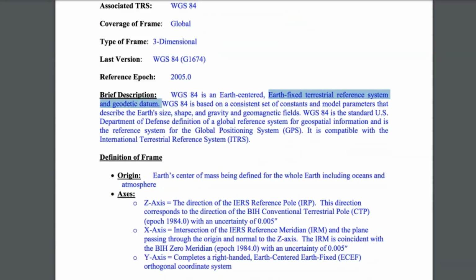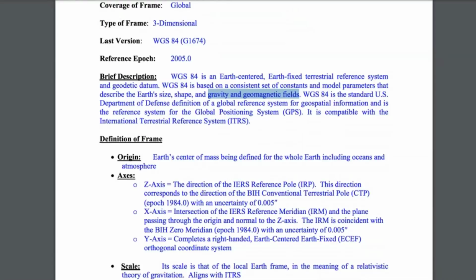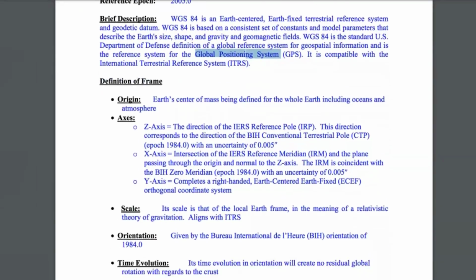Yeah, so you have to see, okay, what is this entire thing based on? Well, it's based on gravity and geomagnetic fields. Well, that ought to be a hint, I think, right? Of a spherical ball spinning in space. It's based on gravity. So why would you call it a global positioning system? It should be a gravity positioning system if it's based on gravity and time.